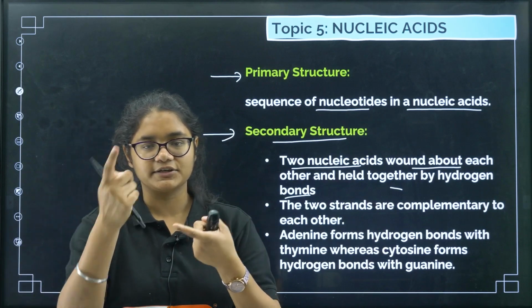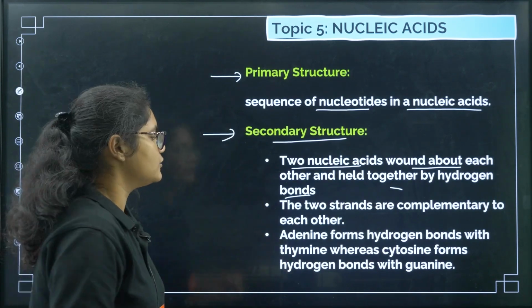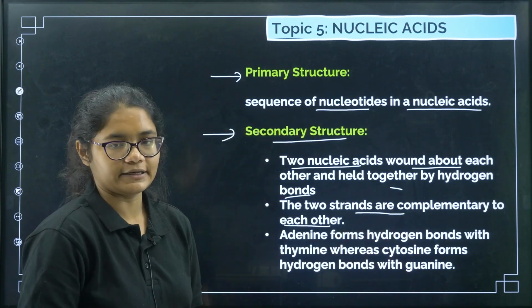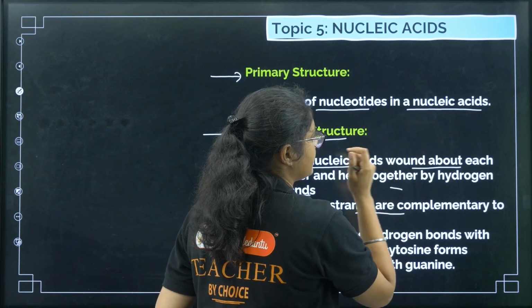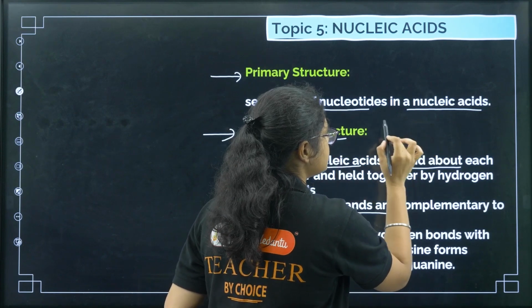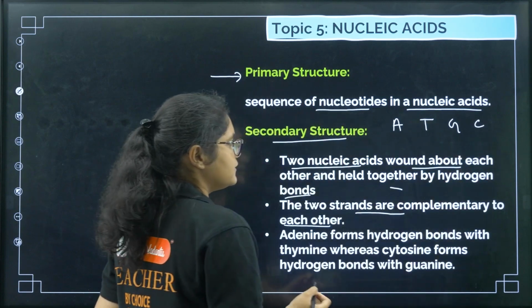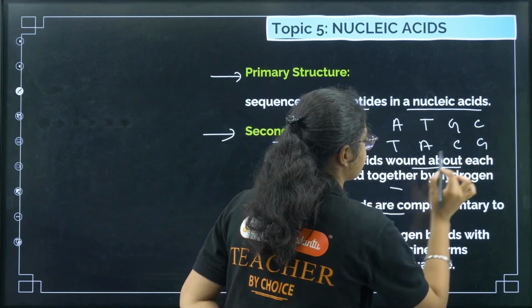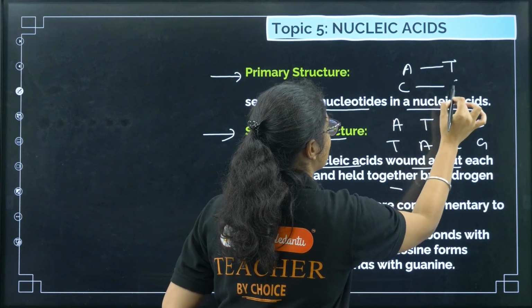In secondary structures, we have two nucleic acids coiled around each other. Now the two strands are complementary to each other. Now I will explain what this complementary means. Suppose we have different nucleotides and the nitrogenous bases are present. Suppose in the first strand we have A, T, G and C. Then in the second one we will have T, A, C and G.